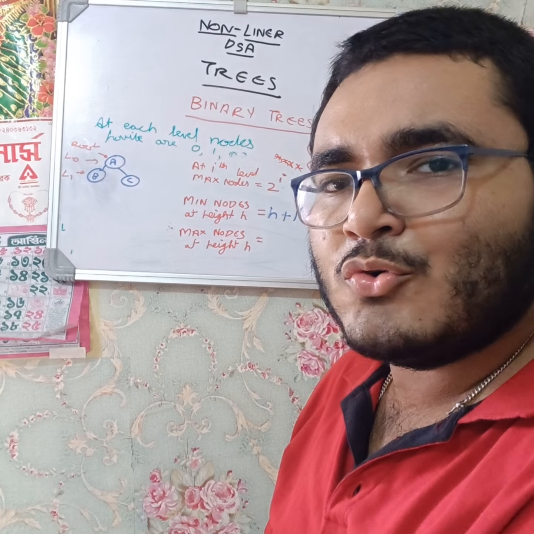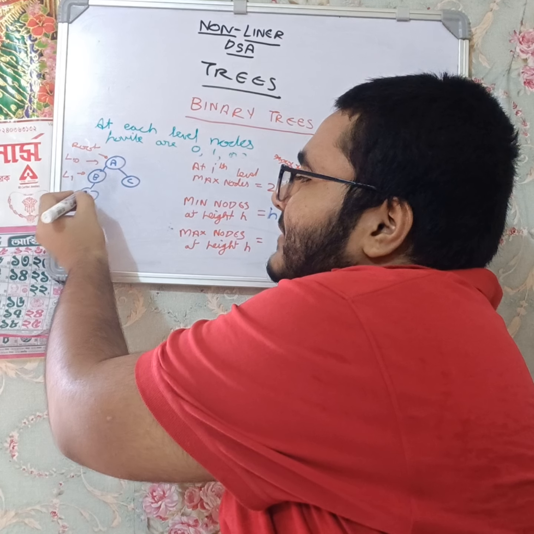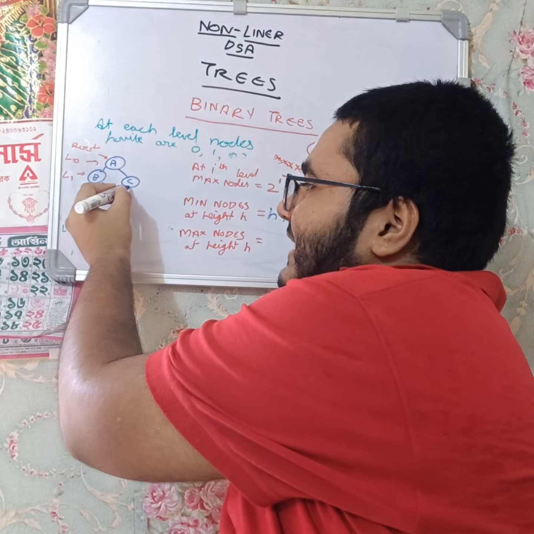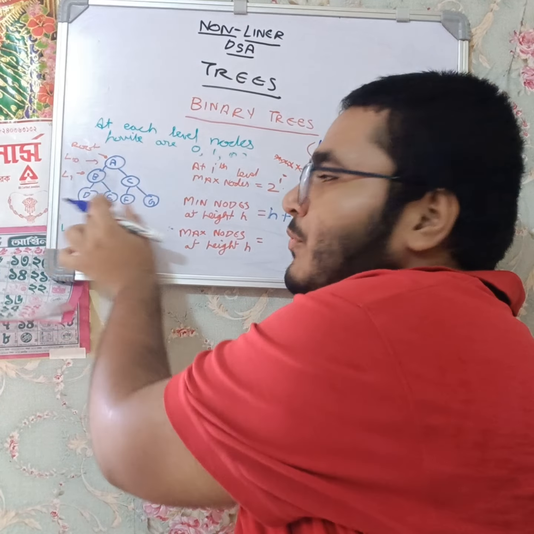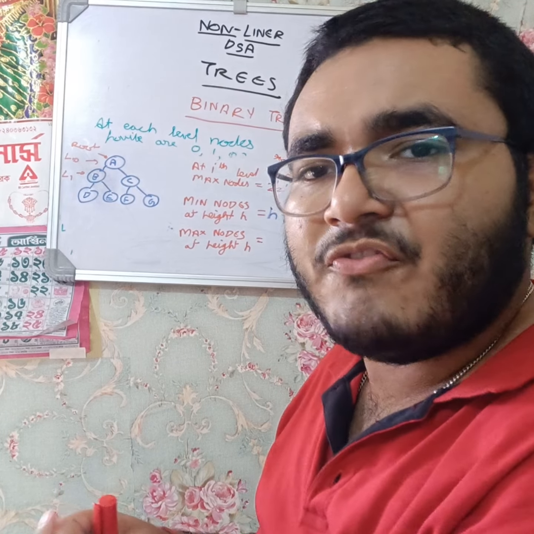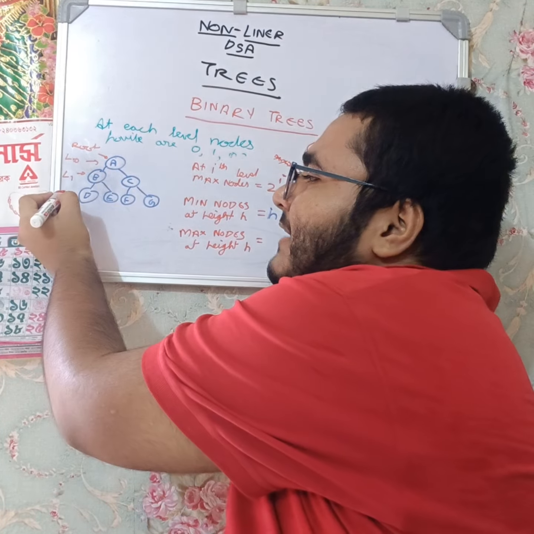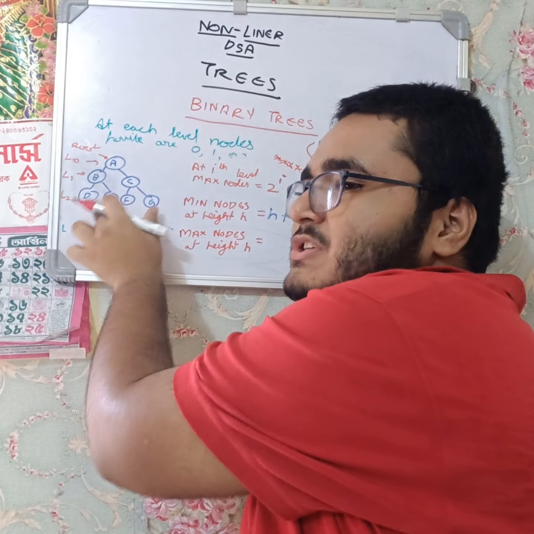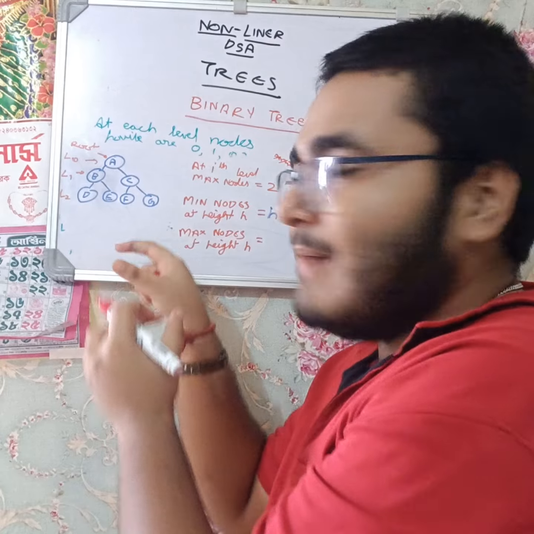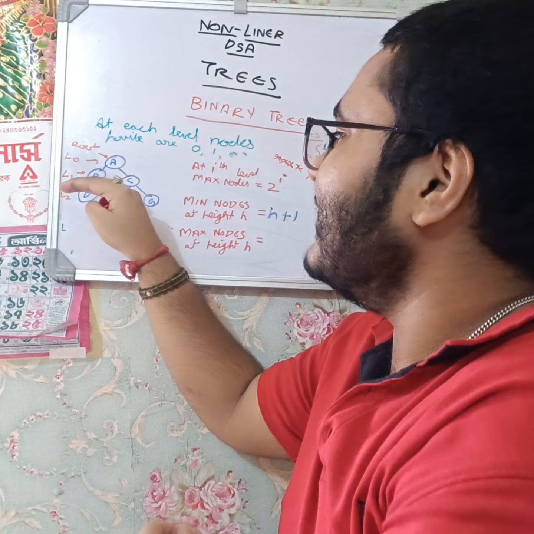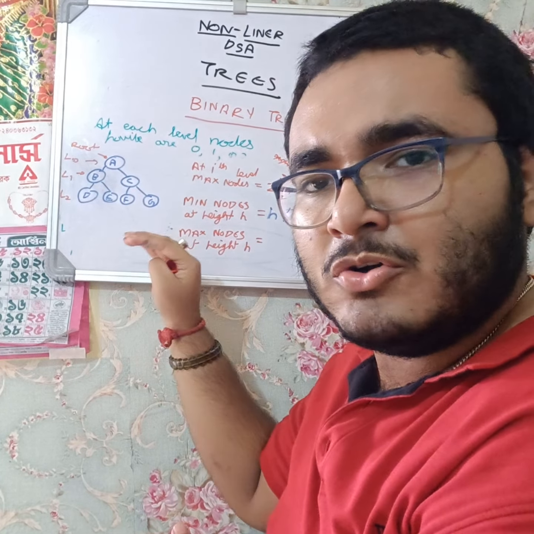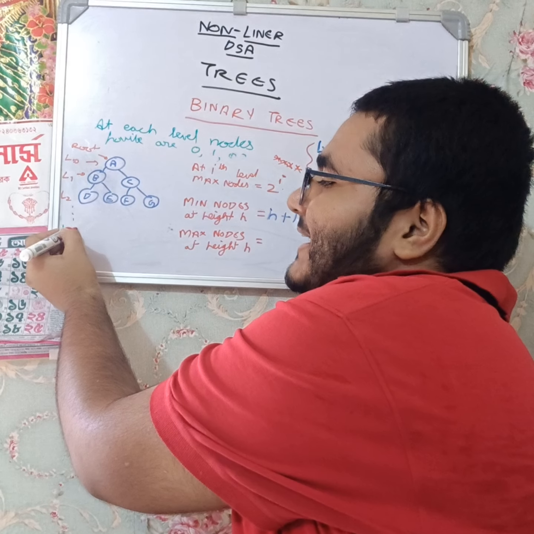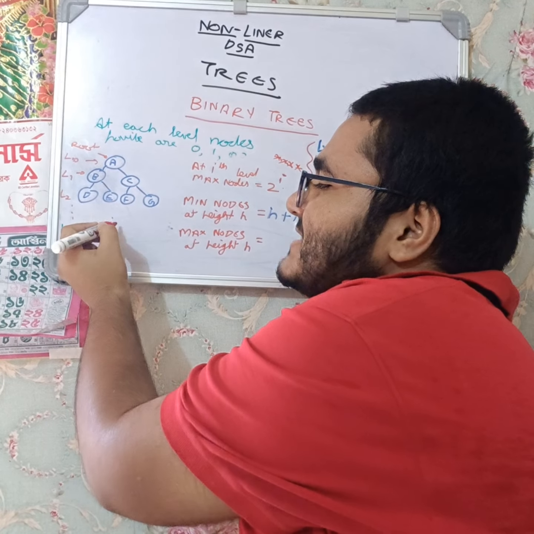Level 0, level 1. At level 2, it can be D, E, then F, G. So at level 2, B can have 2, C can have 2, so the maximum is 4. Altogether, I can have a maximum of 4 nodes at level 2. I am not talking about the overall tree. So at level 1 I had 2, and at level 2 it is 4. So at any level I can have 2 to the power I nodes, as I have already discussed.